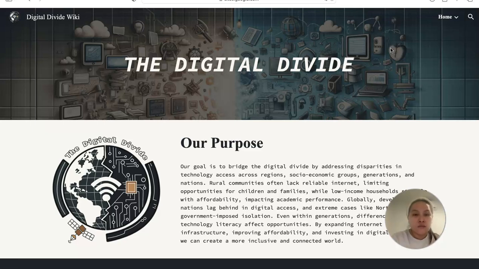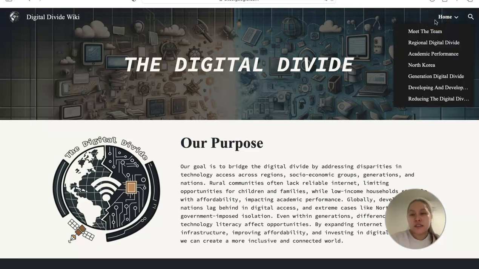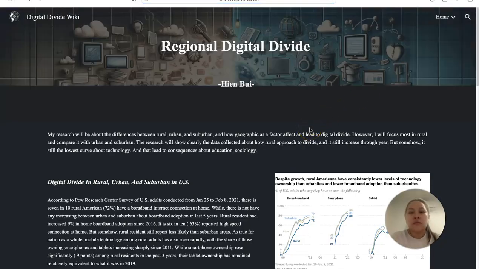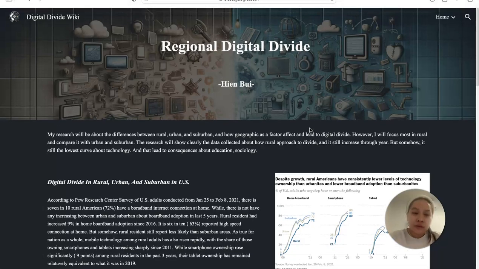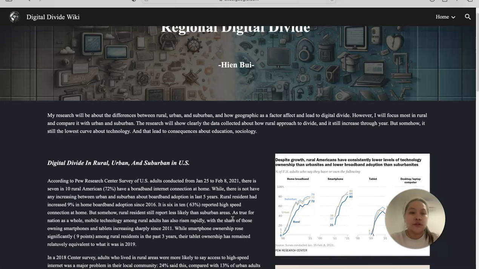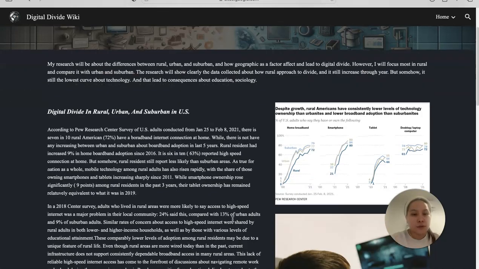My subtopic is the regional digital divide. I researched the difference between rural, urban, and suburban areas, and how geographic factors affect the digital divide. I researched the digital divide in the US for these three regions: rural, urban, and suburban.